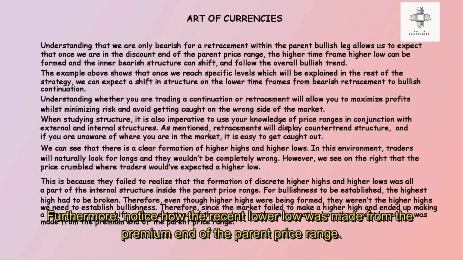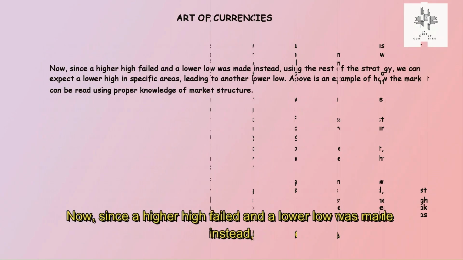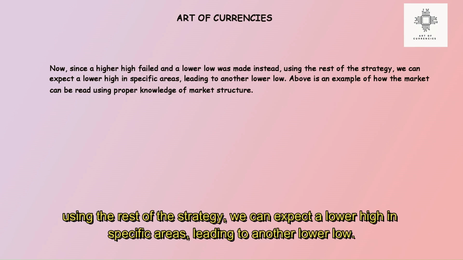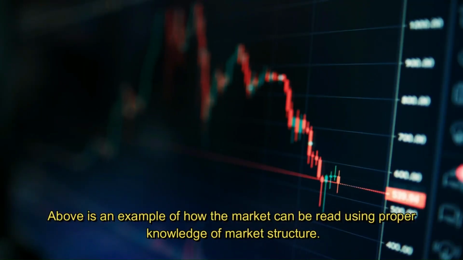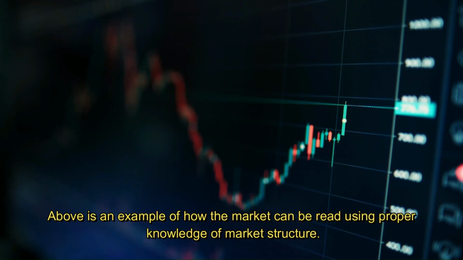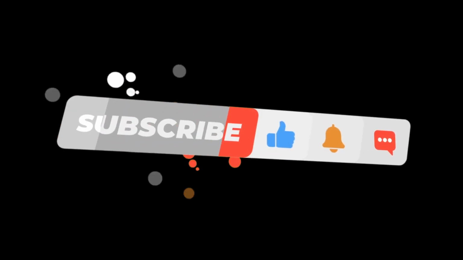Furthermore, notice how the recent lower low was made from the premium end of the parent price range. Now, since a higher high failed and a lower low was made instead, using the rest of the strategy, we can expect a lower high in specific areas, leading to another lower low. Above is an example of how the market can be read using proper knowledge of market structure.